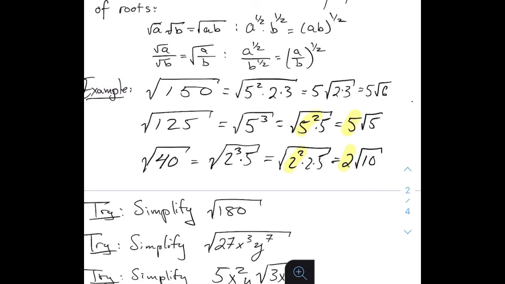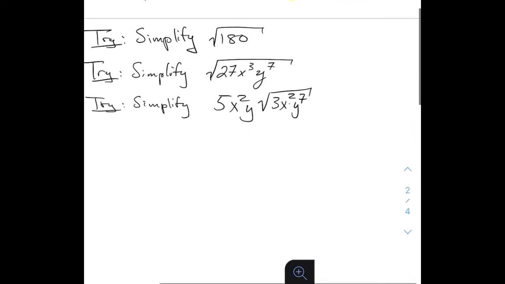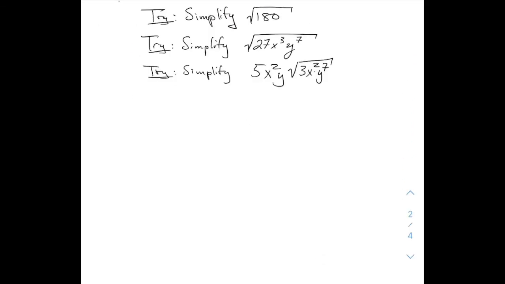Okay, you try to simplify these three. They're very similar to what was done above. The answers are at the bottom of the PDF file.